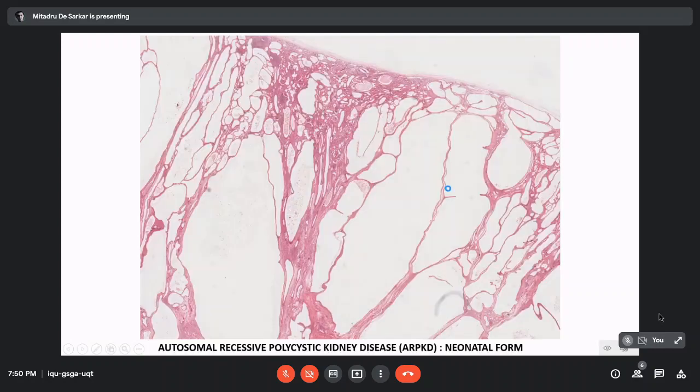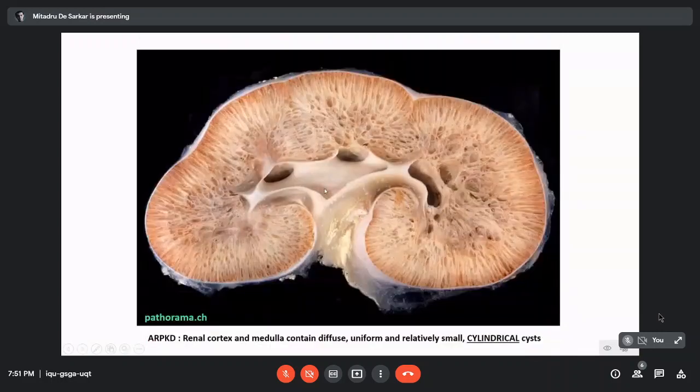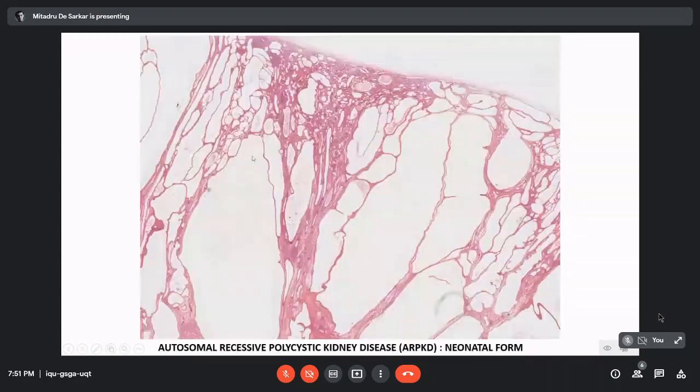So this particular virtual case shows us how the cysts should look. So basically they are a kind of reflection of what we saw in the gross. The cysts actually arise from the collecting ducts, from the region of the medulla growing up towards the cortex. They are elongated, cylindrical, circular, and you see that the intervening nephrons appear to be normal.